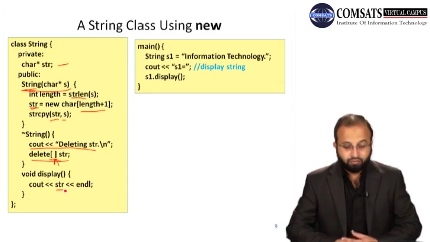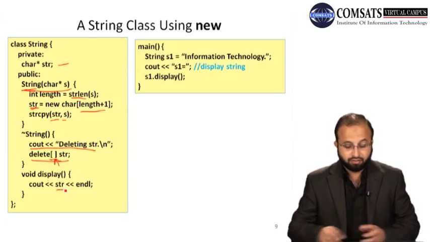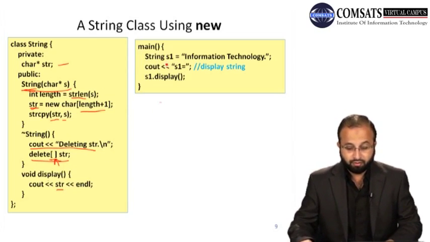Now this is the main. So what is happening in the main? Str s1 is equal to information technology. So we are creating an object s1 and initializing it with the string information technology. Perfectly fine. So it calls the one argument constructor, that is this constructor.